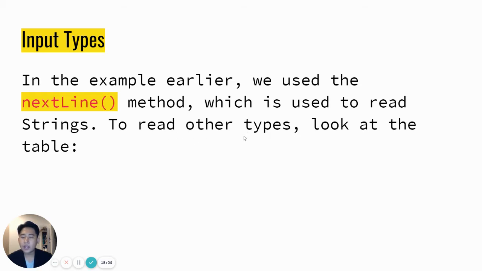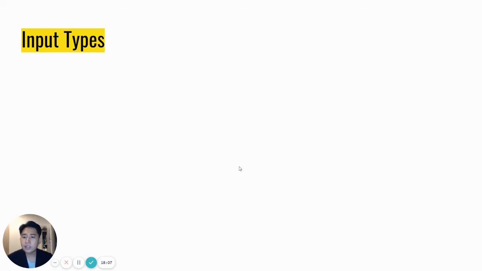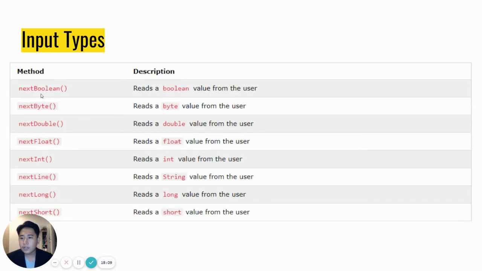To read those other types, these are the methods that you can use. If you are going to read a value that is a Boolean type, the method that you're going to use is nextBoolean. If you're going to read a byte value, the method is nextByte. If you are going to read a double value, the method is nextDouble with uppercase D. And if you're going to read a float, the method is nextFloat with uppercase F.